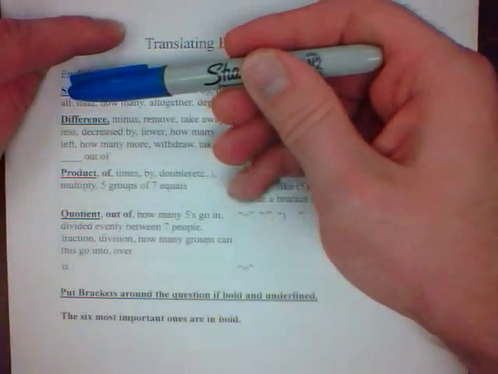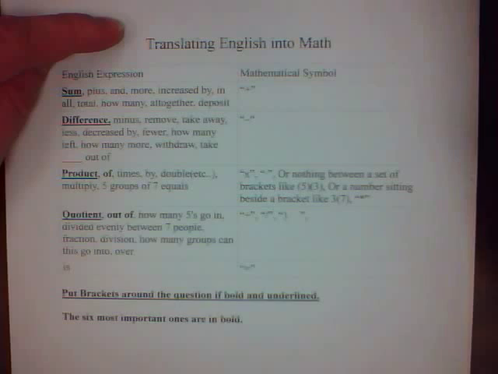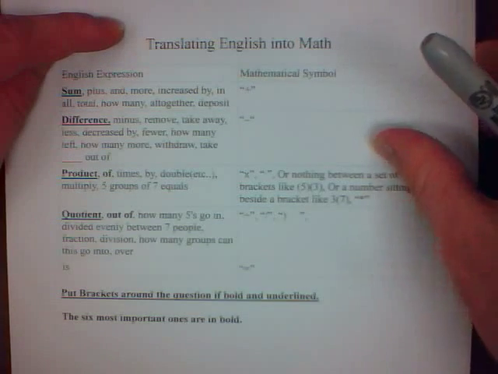I'm going to focus on the four big ones: sum, difference, product, and quotient during these examples. So let's begin.